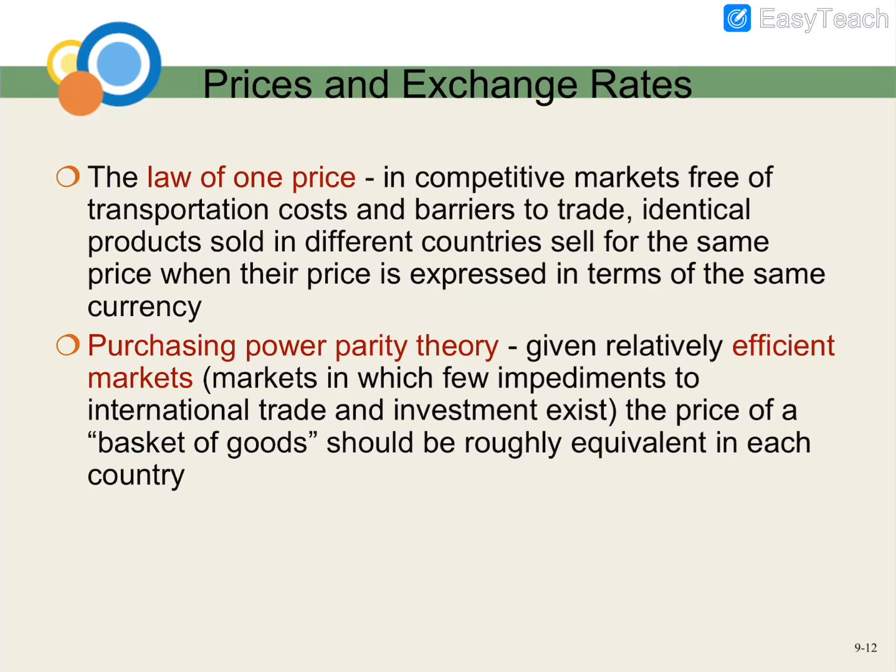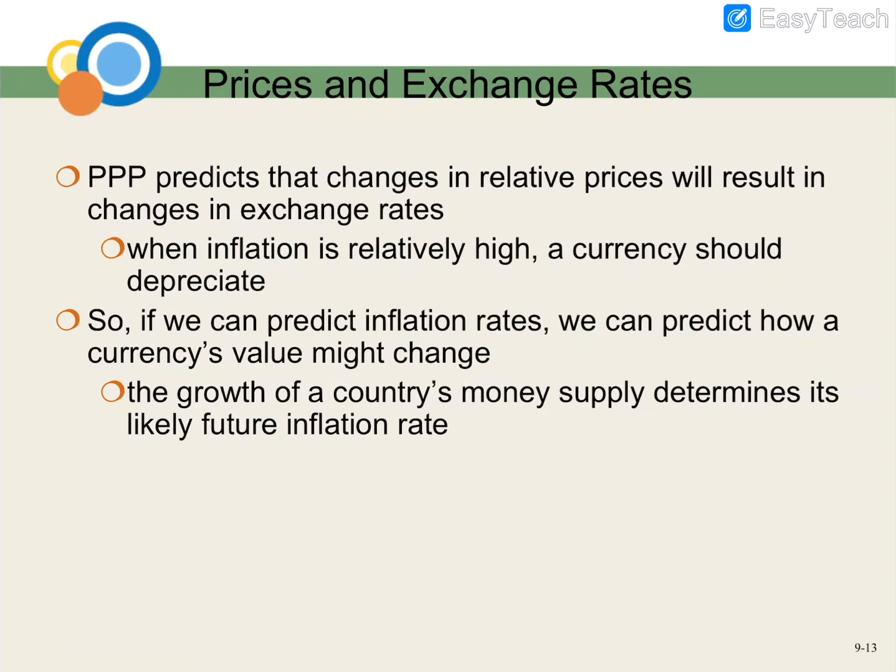That's why some people say that in the US, eating fast food is what you do if you don't have money, but not in Malaysia. Our fast food is very expensive compared to fast food in the US. Do you understand what I mean? This is the purchasing power parity theory. PPP predicts that changes in relative prices will result in changes in exchange rates. When inflation is relatively high, a currency should depreciate. So if we can predict the inflation rate, we can predict how a currency's value might change, and the growth of the country's money supply determines its likely future inflation rate.